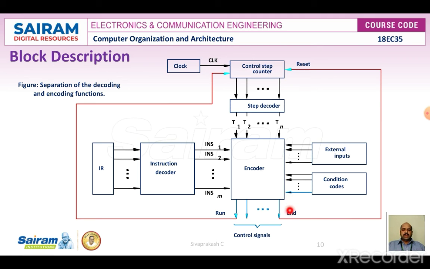Once the end is present, it restarts the counter, and the process waits for the next instruction to be executed, or the next control signal to be generated after the clock is inserted. In such a way it does its operation. So this is the detailed description of the block diagram of a hardwired control unit.